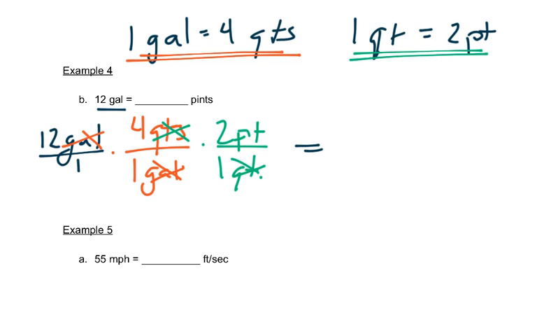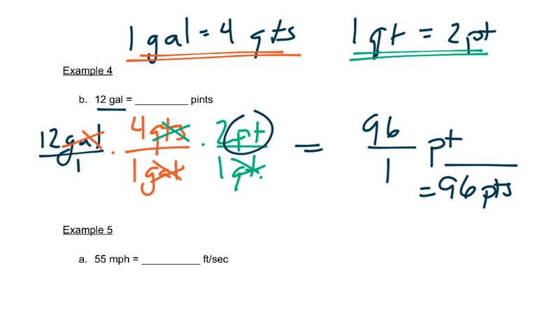So now we can multiply straight across. 12 times 4 times 2 is 96. 1 times 1 times 1 is 1. We have pints left. So we get 96 pints.